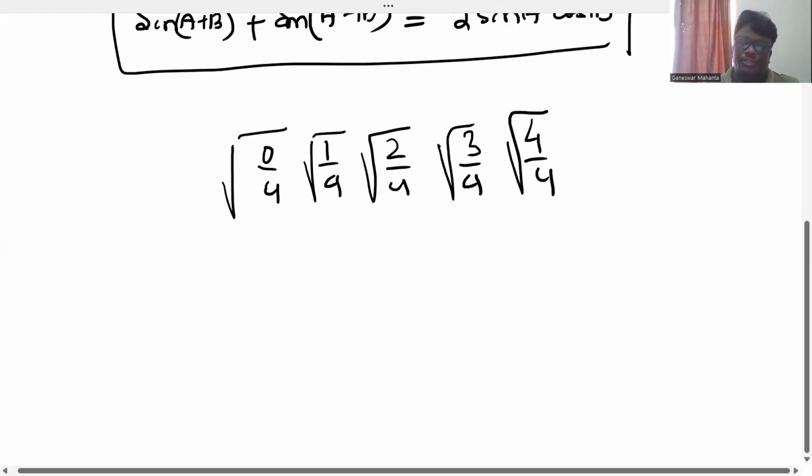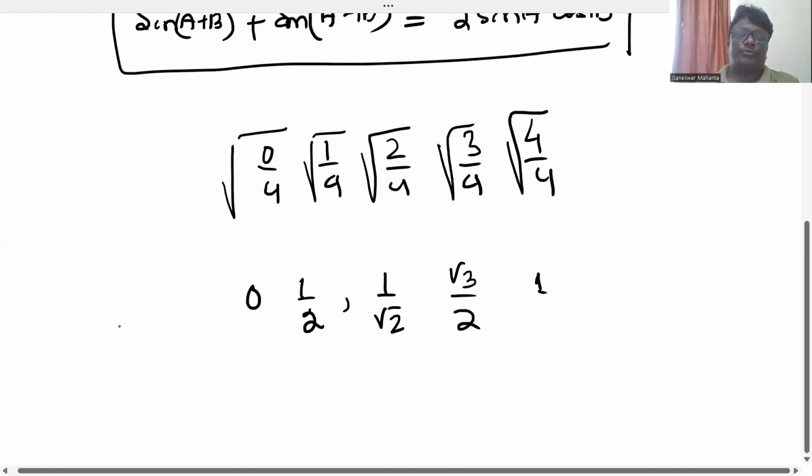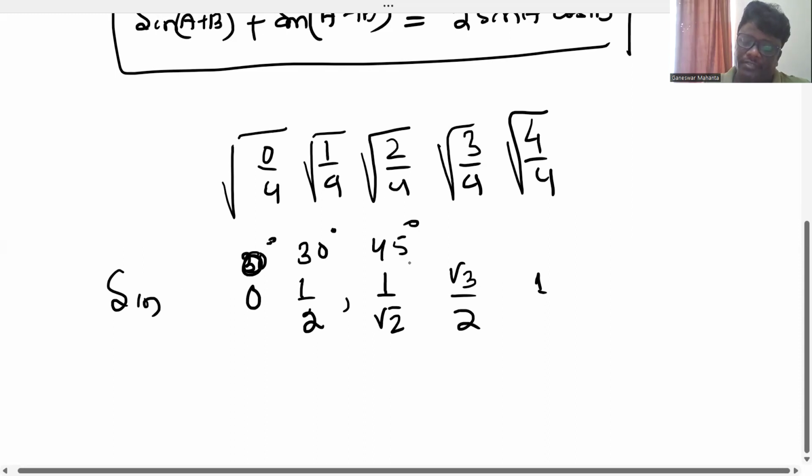When you simplify, 0 by 4 has square root 0. 1 by 4 has square root 1 by 2. 2 by 4 gives 1 by root 2. And 3 by 4 gives root 3 by 2. And the last is 1. So sin 0 degree is 0, sin 30 degree is half, sin 45 degree is 1 by root 2, and sin 60 degree is root 3 by 2. Sin 90 degree is 1. So up to 90 degree, we have confirmed these values.